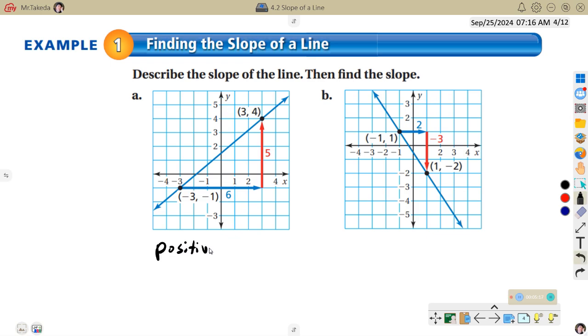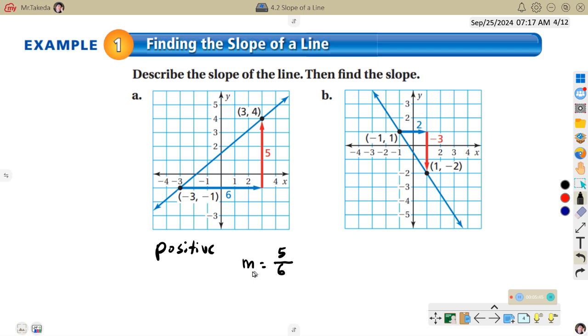And then it says find the slope. Well, the slope, we use the letter M to represent slope. And from the point on the left, we have an increase. We have a change in x of 6. Now remember, that's going to go on the bottom, and then a change in y of 5. They have it labeled there for us.